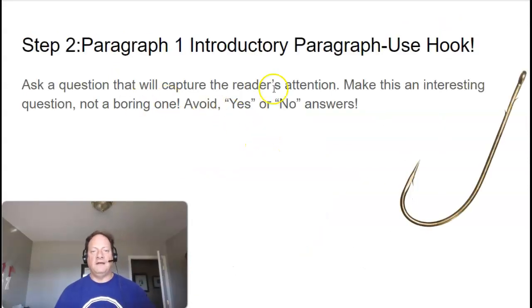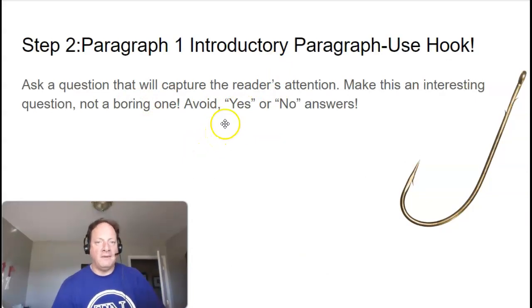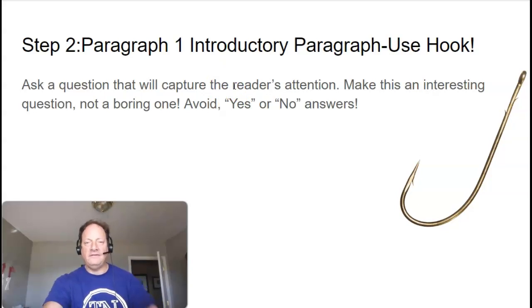The next step is we need to begin the writing process. To do this, I need to think about my first paragraph. This is what we call the introductory paragraph. This is the paragraph that captures the reader's attention. This is that paragraph that I've talked about in class that will make or break your essay. Now what I mean by that is you want to make it attractive. You want to capture that reader's attention.